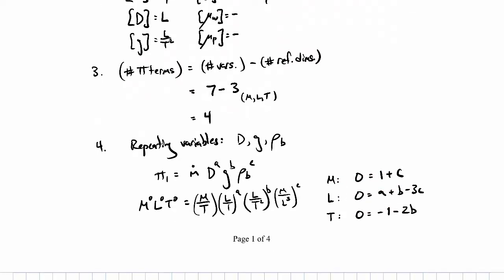So if you look at that for a moment, you'll see that c is equal to minus 1. This one tells us that b is equal to a minus 1/2.